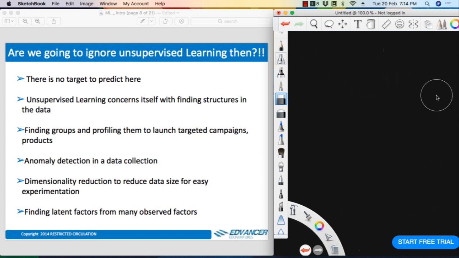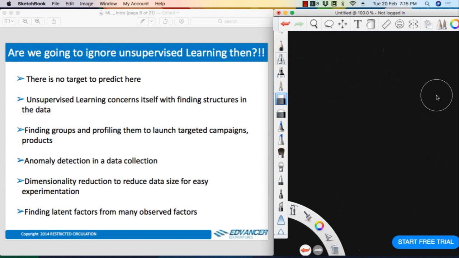I gave you a couple of examples there. And the majority of usage comes in when we are trying to find out customer groups, so that we can design our products in a very targeted fashion. We can design marketing campaigns in a targeted fashion. Unsupervised learning will also concern itself with anomaly detection, where there are tons of data points and you want to isolate the ones which are unlike the rest of the population. They are very different from the other ones.